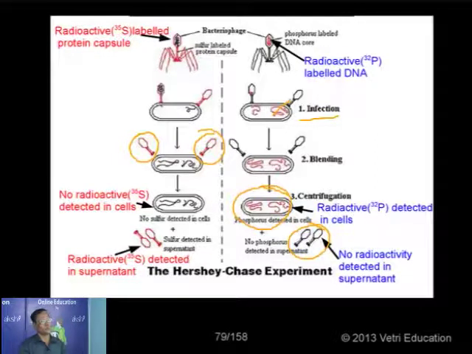So from these two experiments, you could see that it is only the DNA that entered the cell and not the protein. From that it is also evident that it is only the DNA that acts as the genetic material, responsible for the development of such cells, either radioactive or non-radioactive. So there is a conclusion.